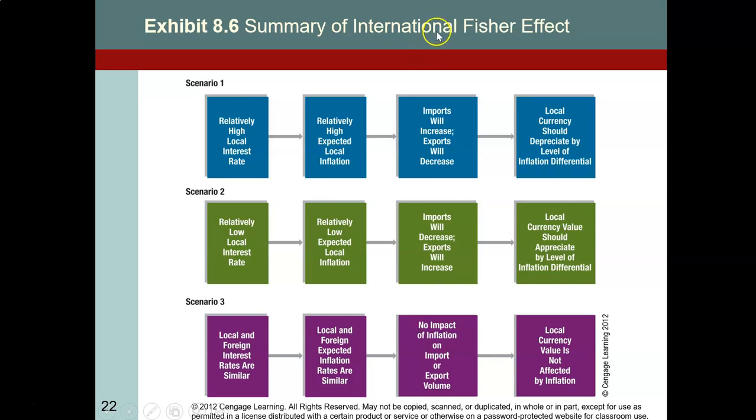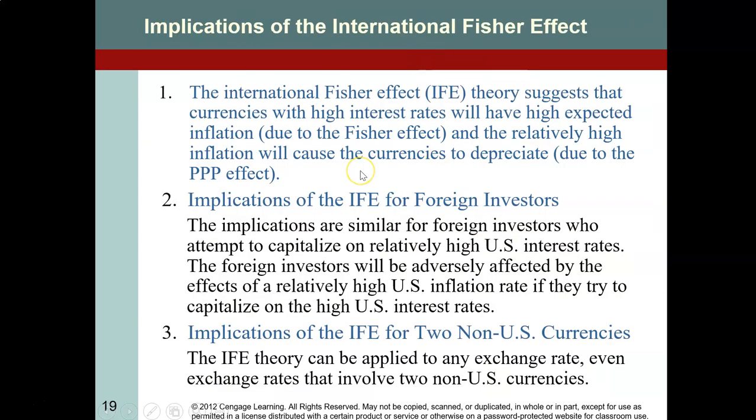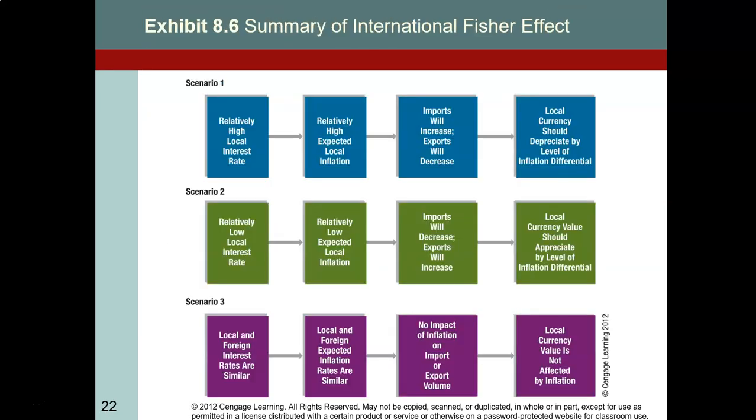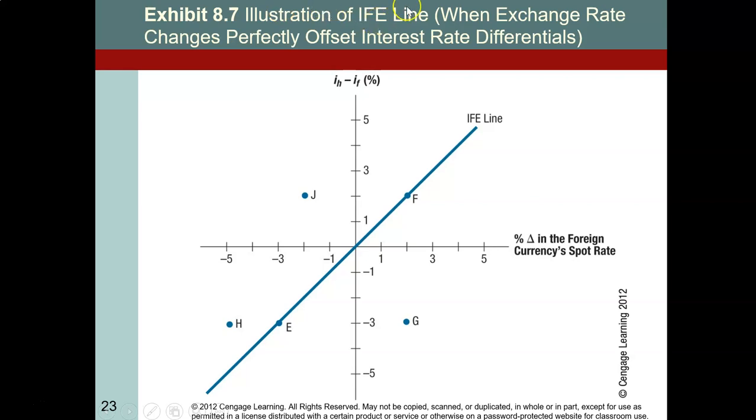So again, the international Fisher effect is just combining purchasing power parity with the Fisher effect. That's why we're using interest rate instead of inflation rate in our formula and in our graph here. For the IFE line, when exchange rate changes perfectly offset the interest rate differential, we also have the same line y equals x as our international Fisher effect line. Any point on the line satisfies the equation, and any point off the line does not satisfy the equation.